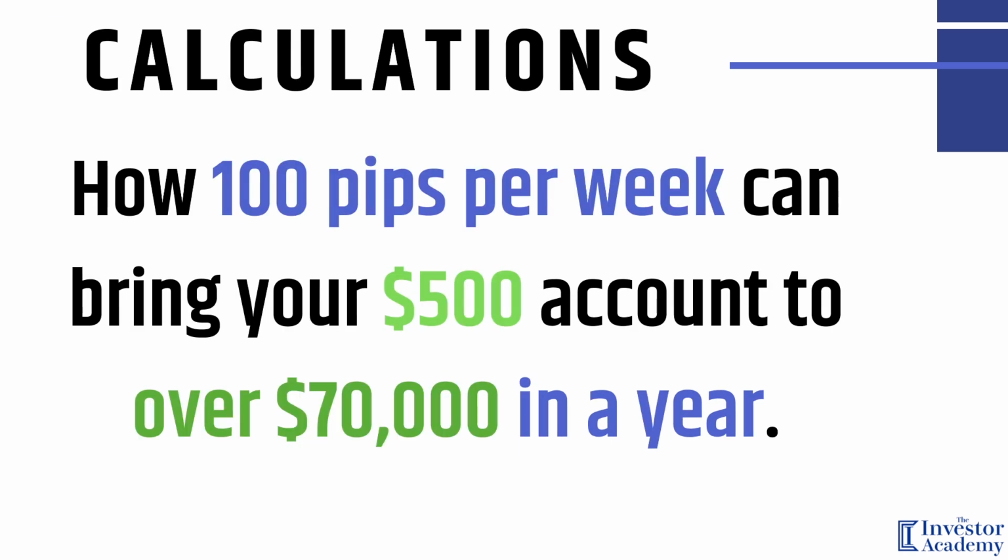Now here's the fun part. So now that you know that 100 pips per week is equal to a 10% gain in your account, let's go over some numbers. We're going to use a compound interest calculator to show you how 100 pips per week can bring your $500 account to over $70,000 in a year.